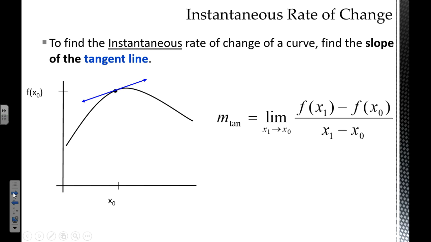Now, let's talk about this right here. What is this? It's slope, right? So over here we have the slope of the secant line. As we bring those 2 points closer and closer together, that slope is calculating the slope of the tangent line, which is our instantaneous rate of change. Let me give you another picture.